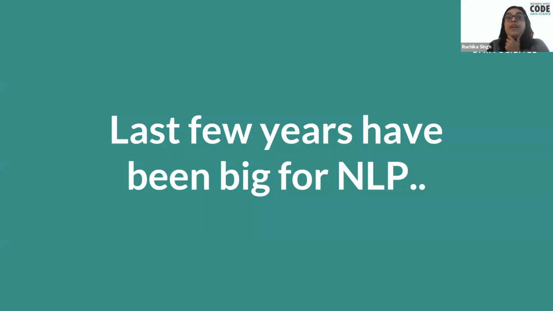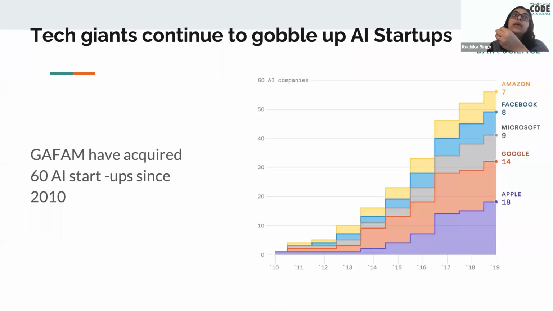The last few years have been very big for NLP, not just from a research perspective, but also from a talent perspective, and in how companies are investing in it. GAFAM, as they are commonly called, Google, Apple, Facebook, Microsoft, Amazon, have acquired 60 AI startups since 2010. Now that's a lot. It's just been nine years and there are five companies. Having 60 AI startups, because AI is still just a piece of what they do, goes to show how big this is for the world today.